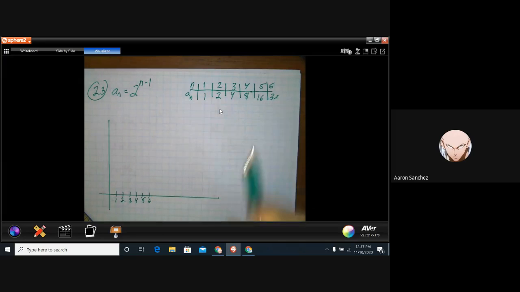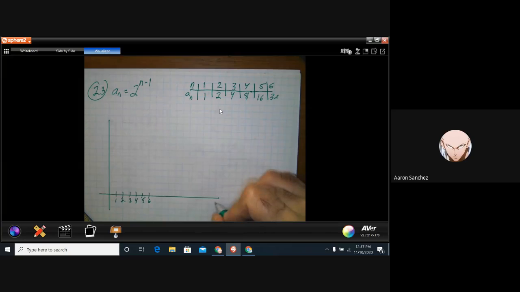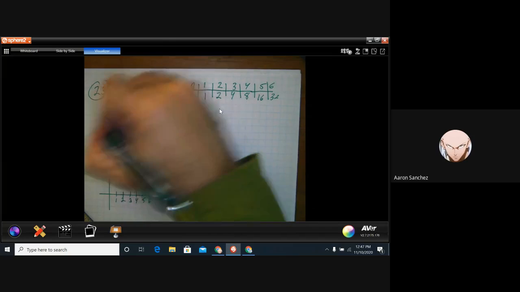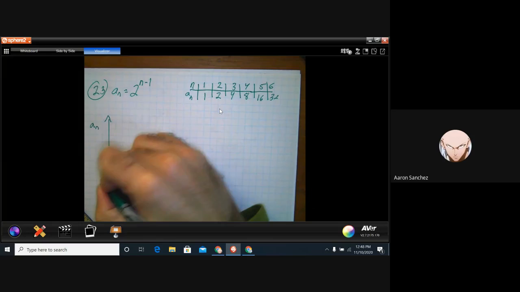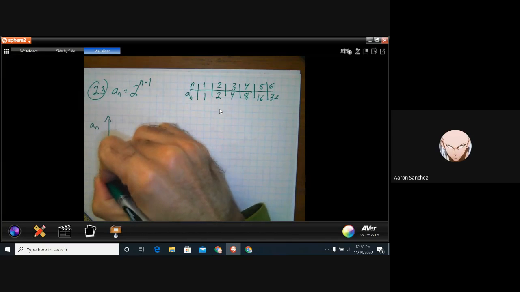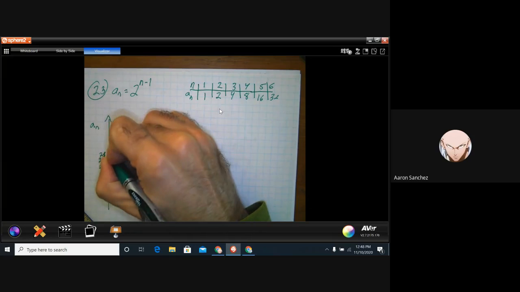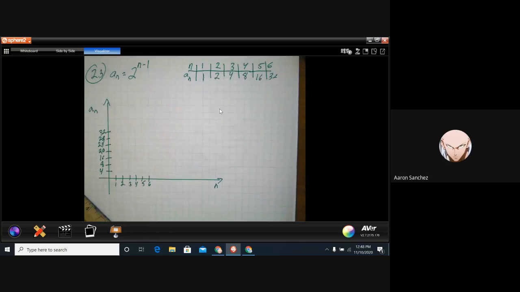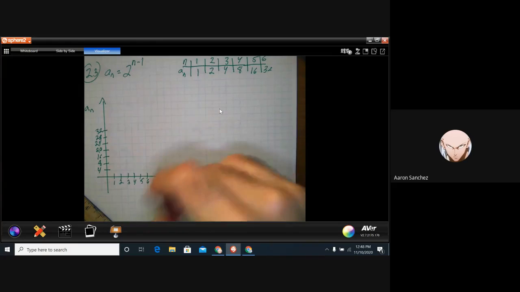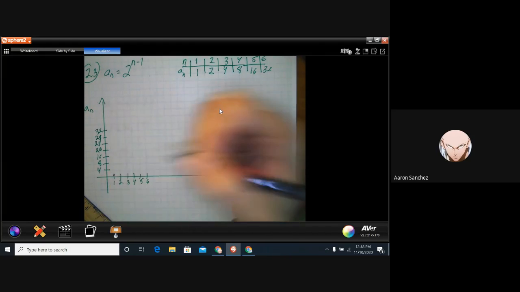Six terms. Now I got to go up to 32, so I can't fit 32 here. This is my N. This is my A event. So I'm going to increase these by 4: 4, 8, 16, 20, 24, 28, 32. All right, let's go ahead and graph. Any questions on how I got those to graph it? The first term is 1. So 1 will probably be right about there. I don't know, I'm just estimating.